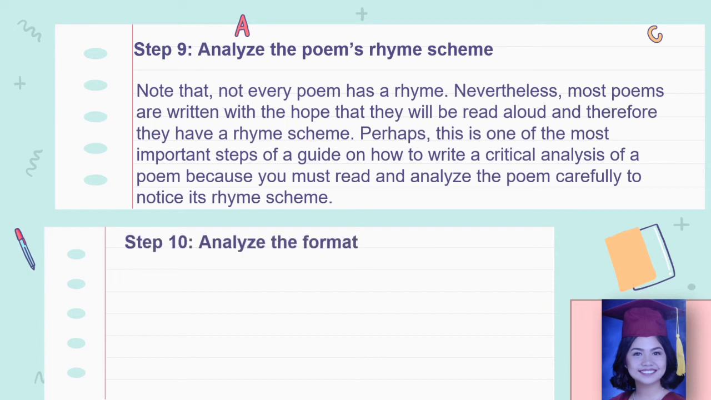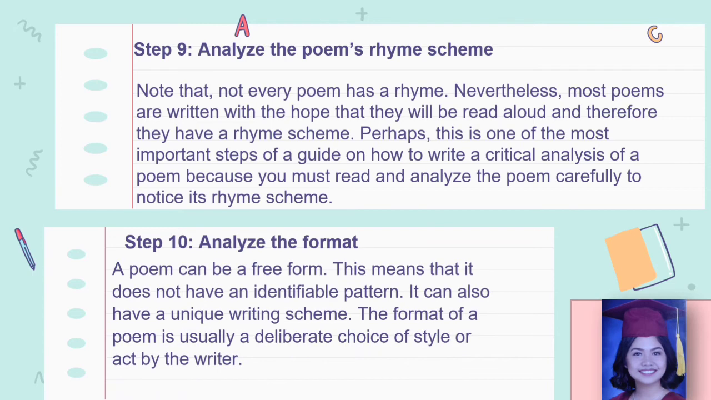Step 10. Analyze the format. A poem can be free form. This means it does not have an identifiable pattern. It can also have a unique writing scheme. The format of a poem is usually a deliberate choice of style by a writer. Describe the format chosen by the author in your critical analysis and what it could mean, as well as how it hinders or helps in communicating the message.